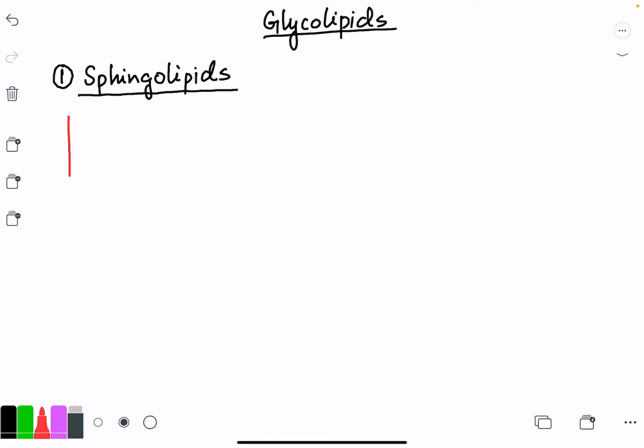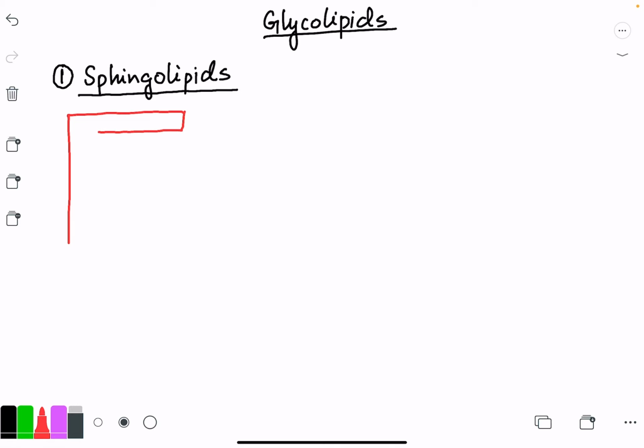Next is glycolipids. Glycolipids are again of two types. One is sphingolipid, sphingoglycolipid. So what is the main basic difference between sphingolipids under glycolipids and sphingolipids under phospholipids? We'll see here. Here also the backbone is made up of sphingosine.